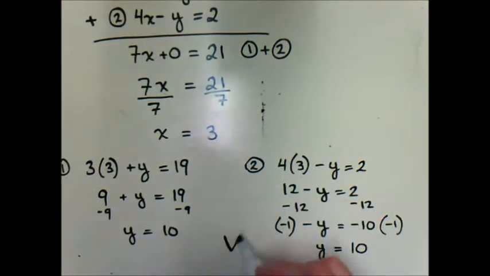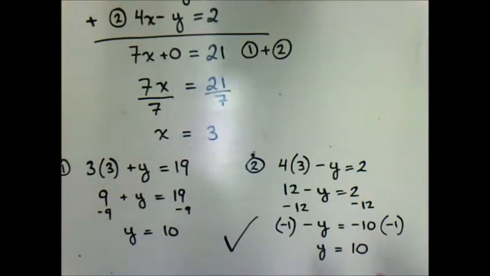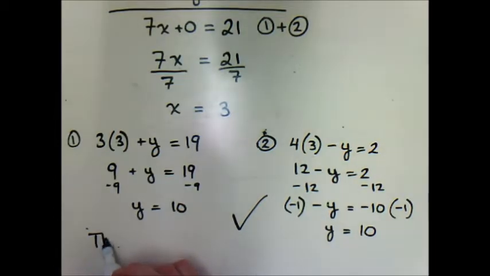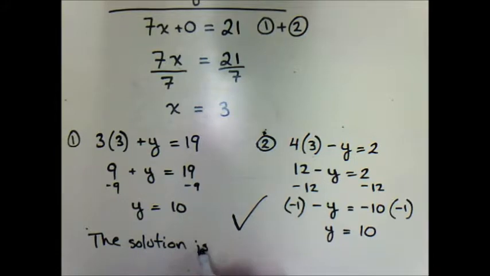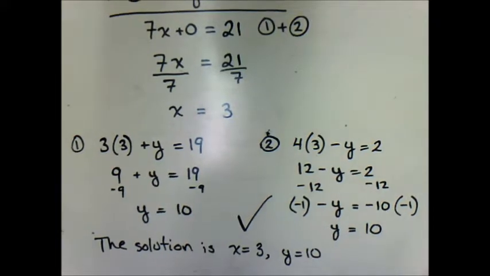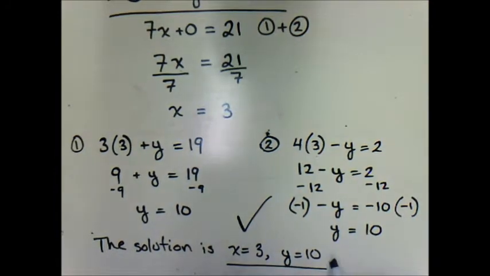I've confirmed that this is the solution, and I need to write it as a final statement. The solution to this linear system is x equals 3, y equals 10. It did not ask for the coordinates or the point of intersection, so I need to remember to leave my solution in this form. Y equals 10, x equals 3.